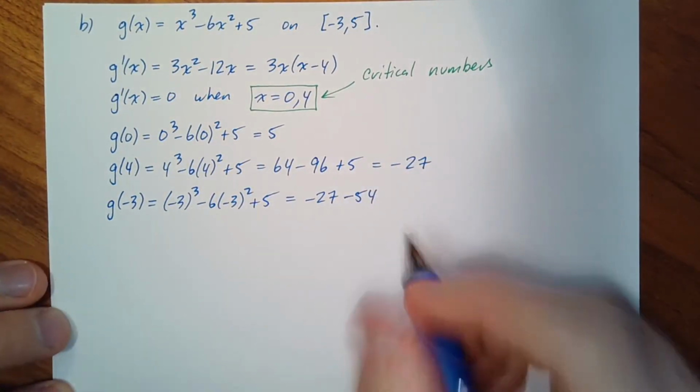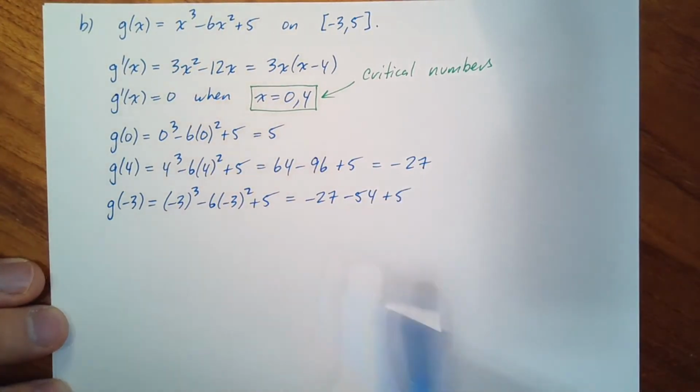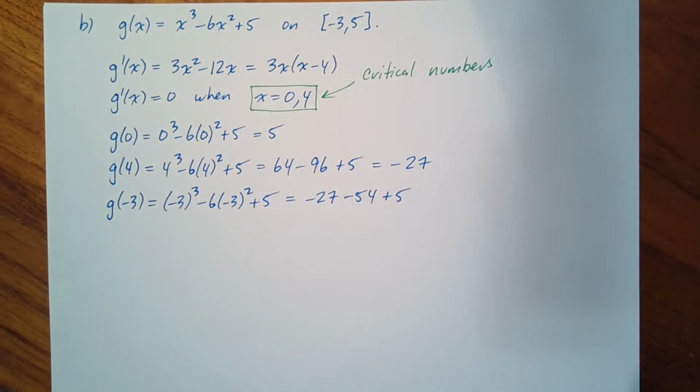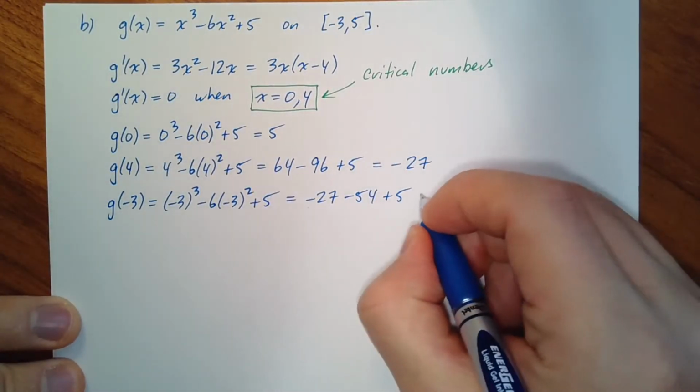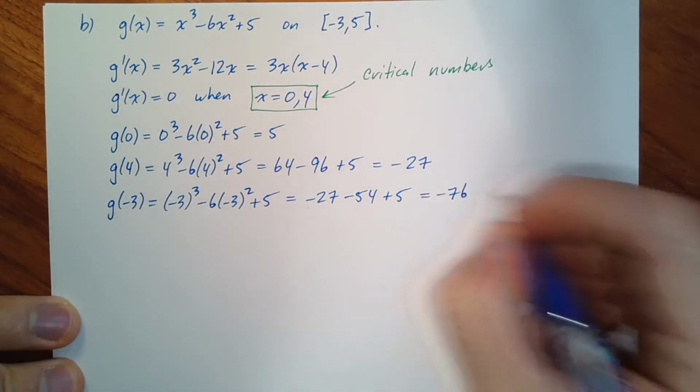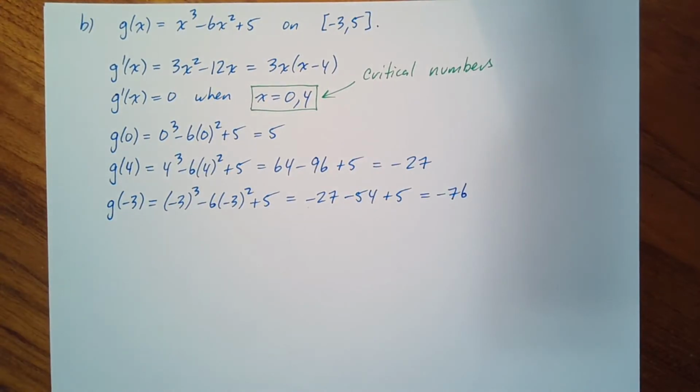And then plus 5. So 27 added to 54, that's going to give you 81. But they're both negative, so it's -81. If you add 5, you're going to get -76. So that's g of -3, and then our last one is g of 5.